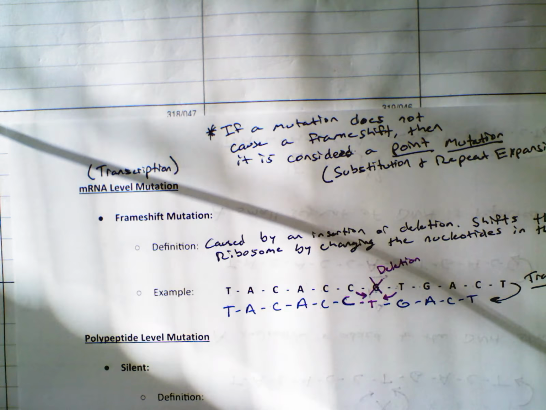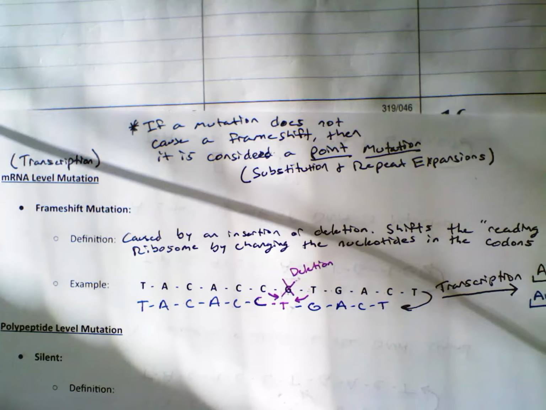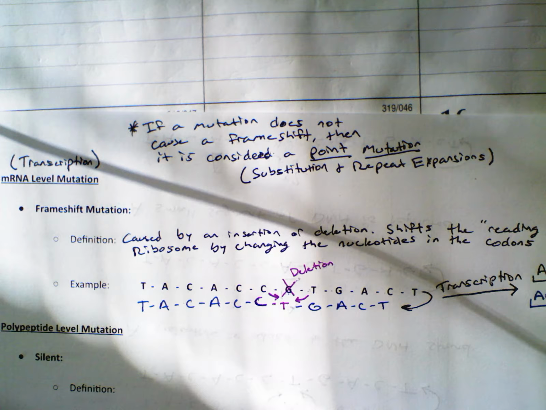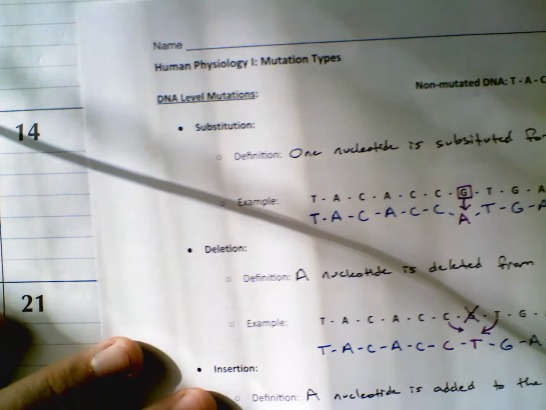So I would like to flip to the front real fast, and we'll add that onto the front after you finish this part. So if a mutation does not cause a frame shift, then it is considered a point mutation, and normally that's done by substitutions and repeat expansions, although not always repeat expansions. All right, so to the front.